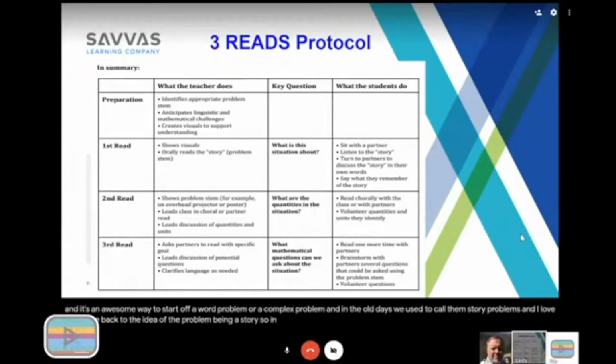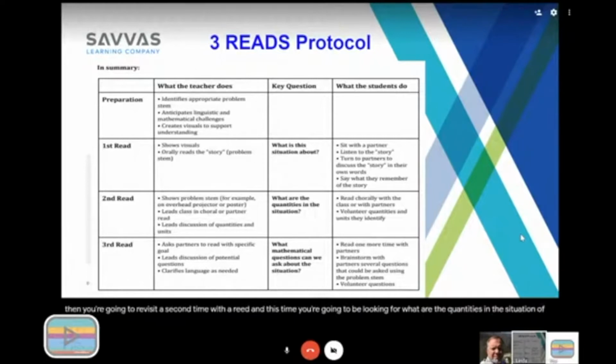So in this protocol, you're going to read through the problem 3 times. The first time is just to find out, what is the story about? What is the situation? Sort of like if you were in language arts, what's the main idea of the story? And then you're going to revisit a second time with a read. And this time you're going to be looking for, what are the quantities in the situation?